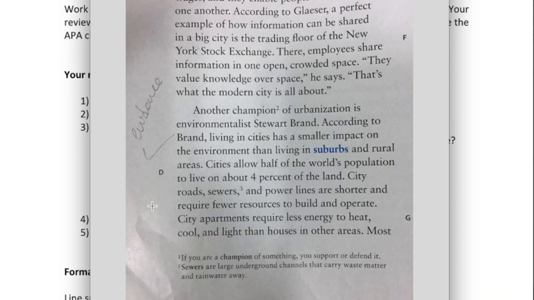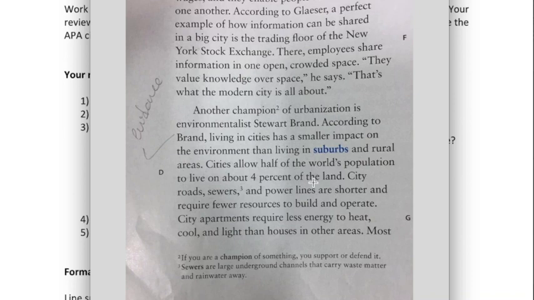So let us continue. So in paragraph D, after giving his opinion that living in city has a smaller impact on the environment than living outside the cities, Stewart Brand says that this is because cities allow half of the world's population to live on about 4% of the land. So that means half of the world's population. So let's say we have 7 billion people in the world. If everyone lives in the city, we only need 4% of the land.